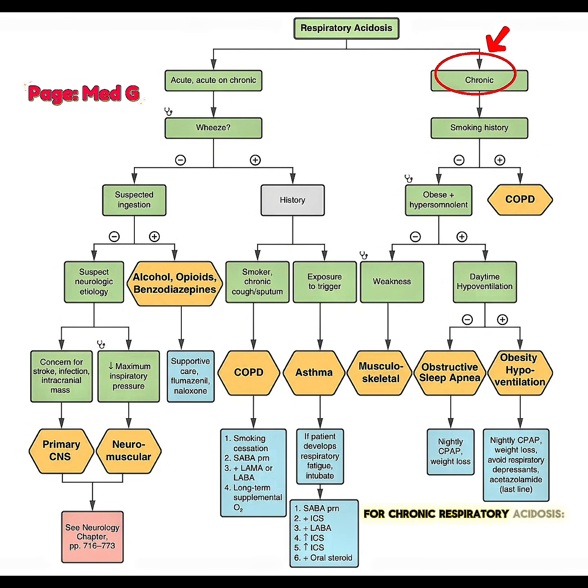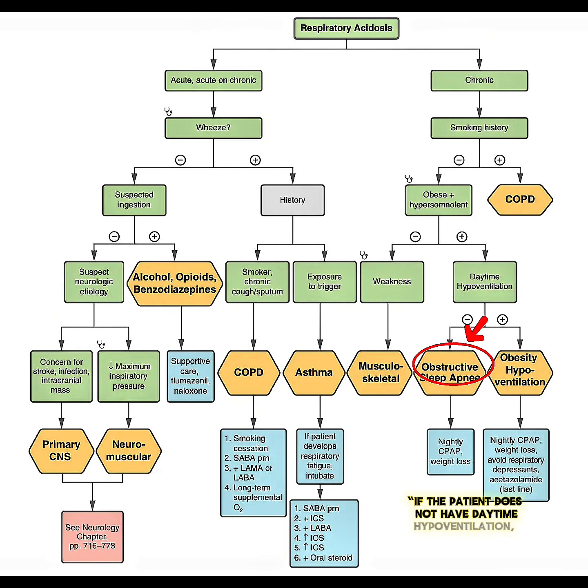For chronic respiratory acidosis, evaluate the patient's smoking history. A positive history again supports a diagnosis of COPD. If there's no smoking history but the patient is obese and hypersomnolent, consider sleep-disordered breathing. If the patient does not have daytime hypoventilation, obstructive sleep apnea is likely. Treat with nightly CPAP and encourage weight loss.